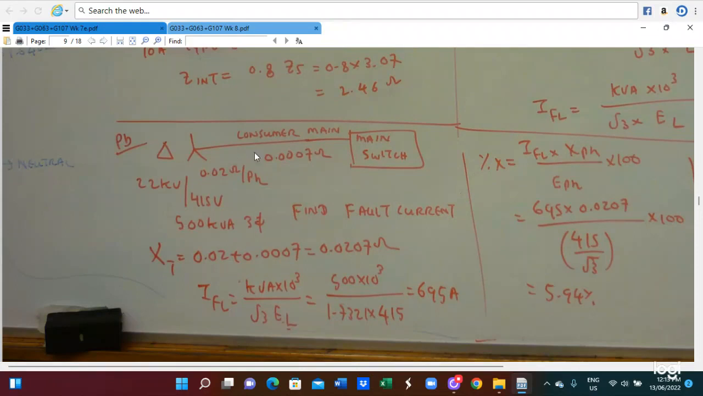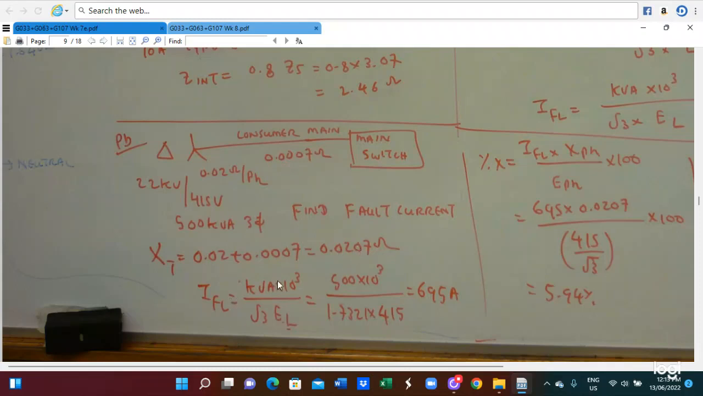The consumer mains is 0.0007 ohm, and the main switch and supply is 0.2 ohm per phase. A 500 kVA, 3 phase supply is utilized, primary 22 kilovolts, secondary 415 volts. We have to find the fault current. So the total impedance is determined as 0.2 minus 0.02 minus 0.0007, and you get 0.0207 ohm.